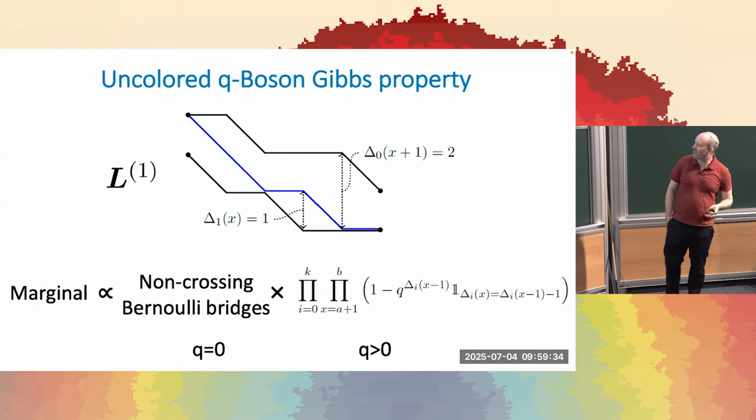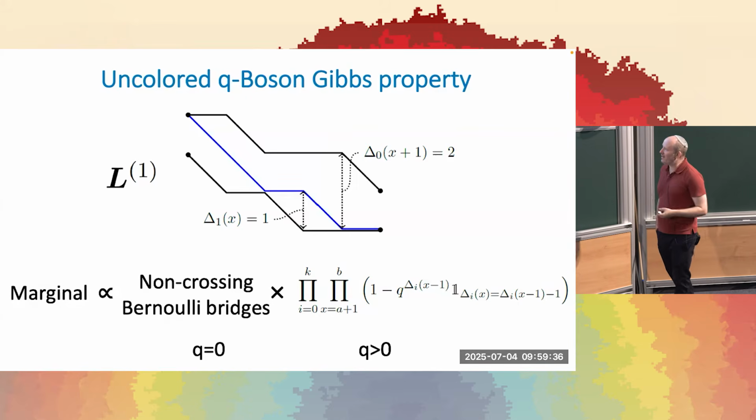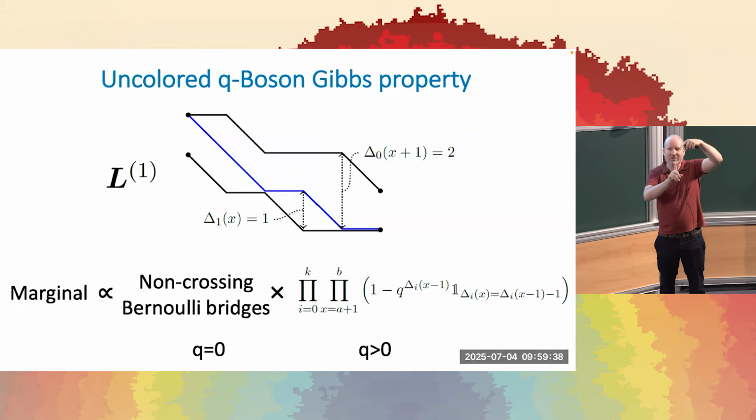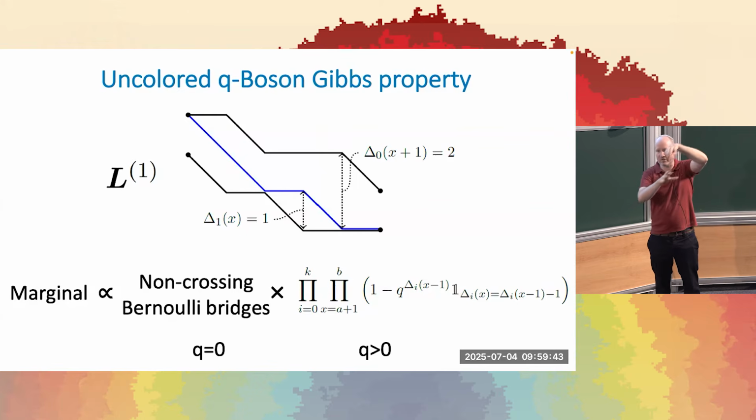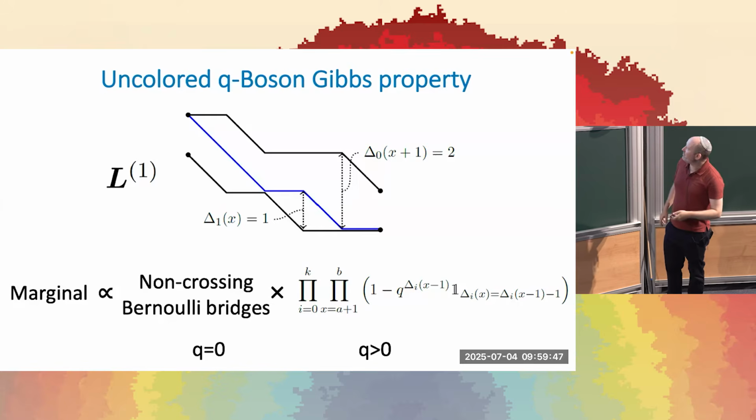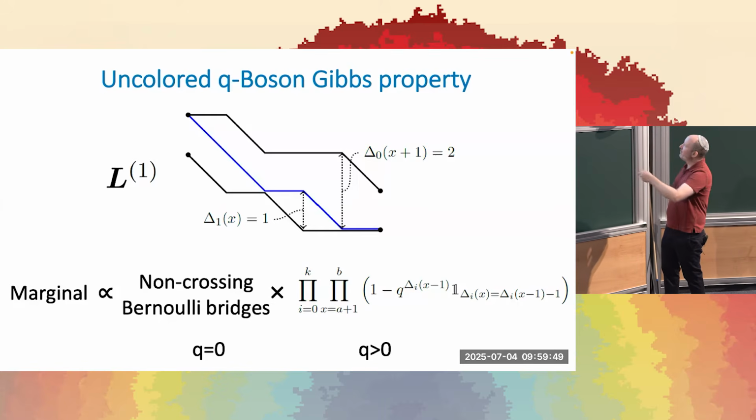The problem is that this 1 minus Q factor actually has the effect of trying to coalesce paths. So there's two competing features. You have a non-intersecting or a non-crossing condition, but then as the paths get closer to each other, they actually get some sort of benefit.